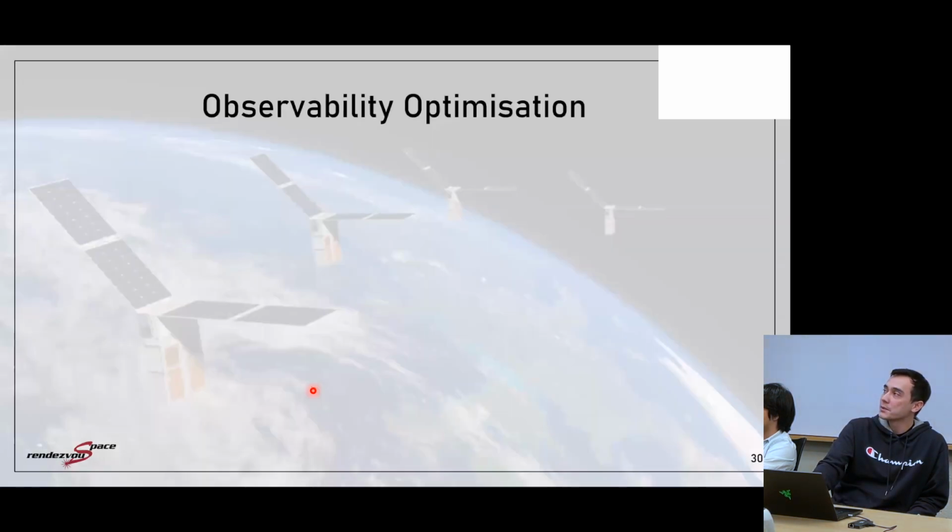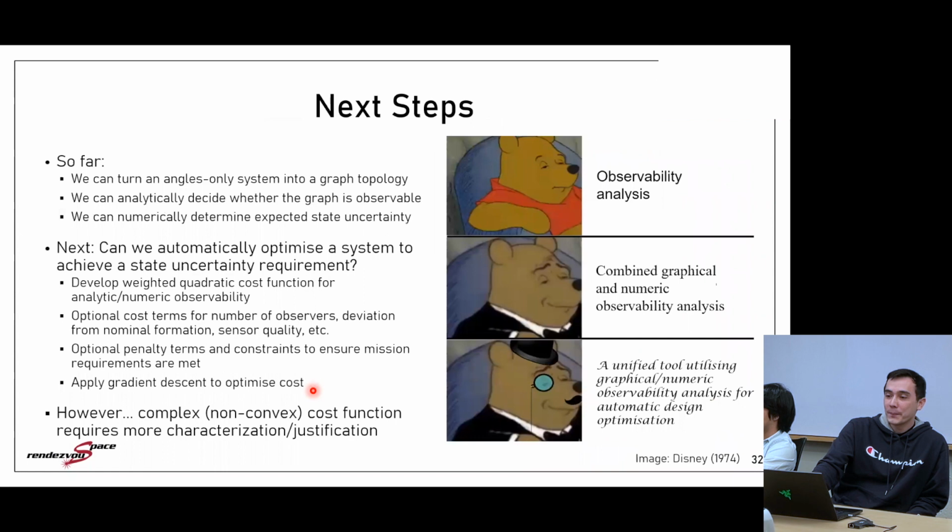So finally, observability optimization. This is a next step because I'm currently working on it. But so far, we can turn an angles-only system into a graph topology. We can decide whether the graph is observable, and we can look at numerically determining the expected state uncertainty. So next, achieving this state of enlightenment down the bottom here, is can we automatically optimize the system to achieve the state uncertainty requirement?